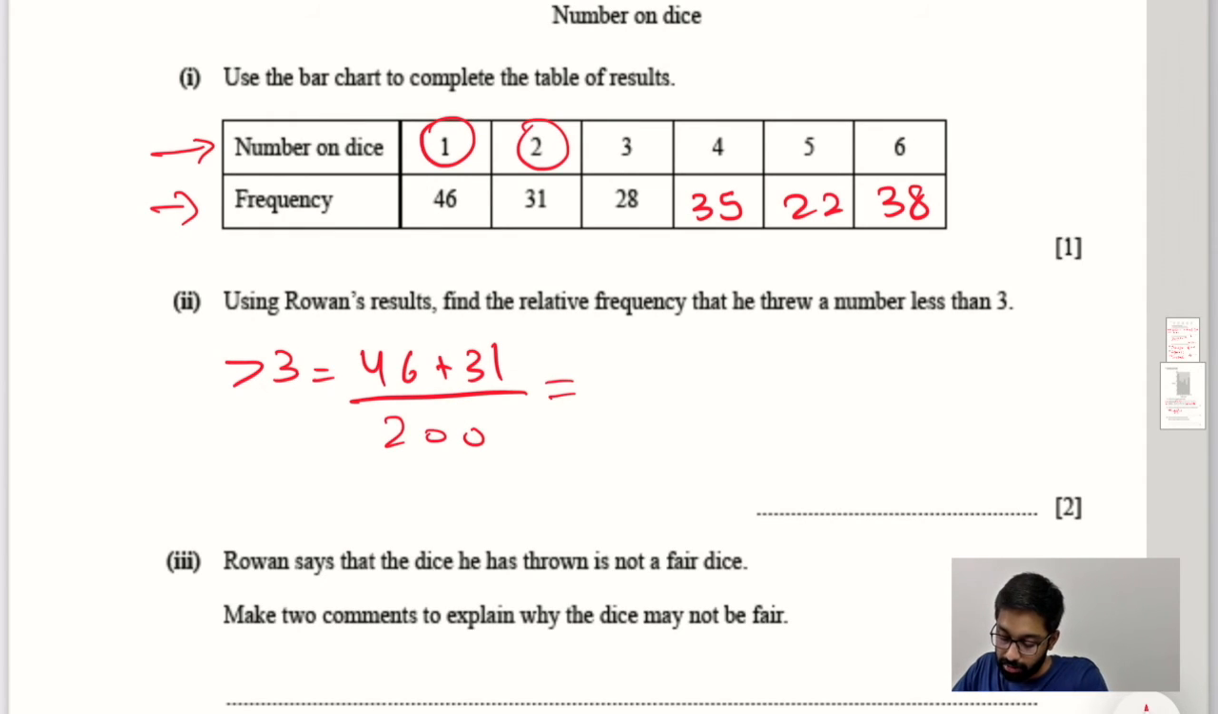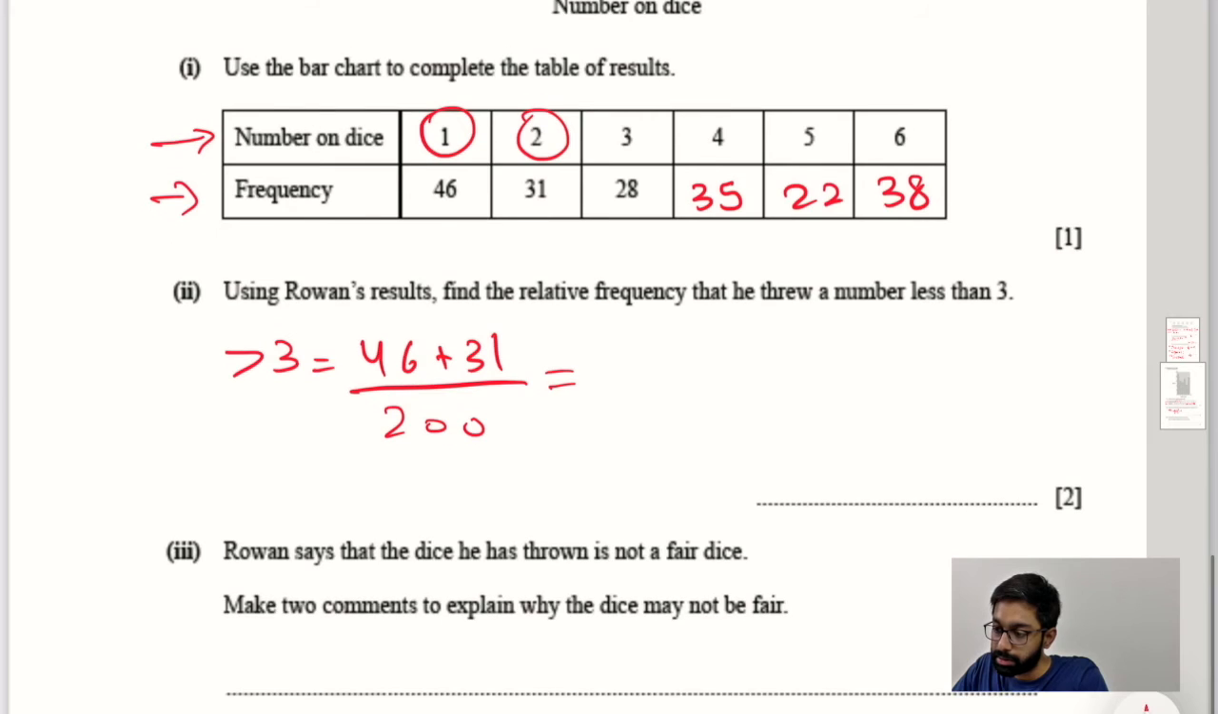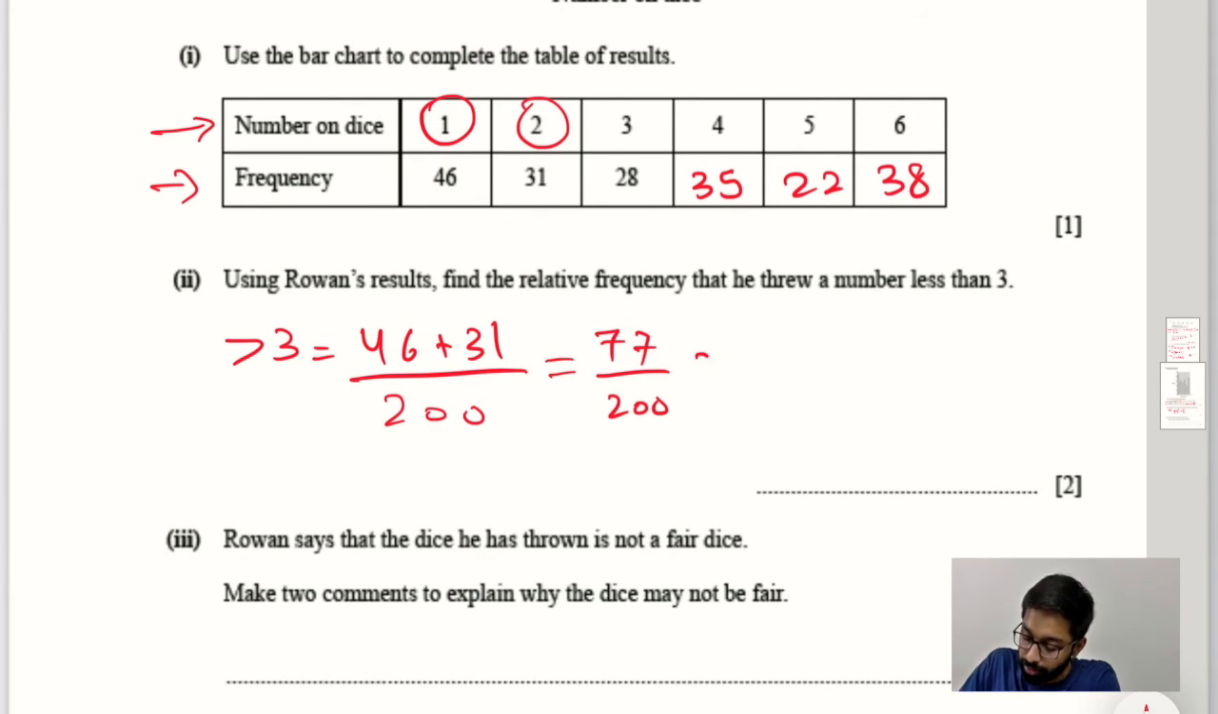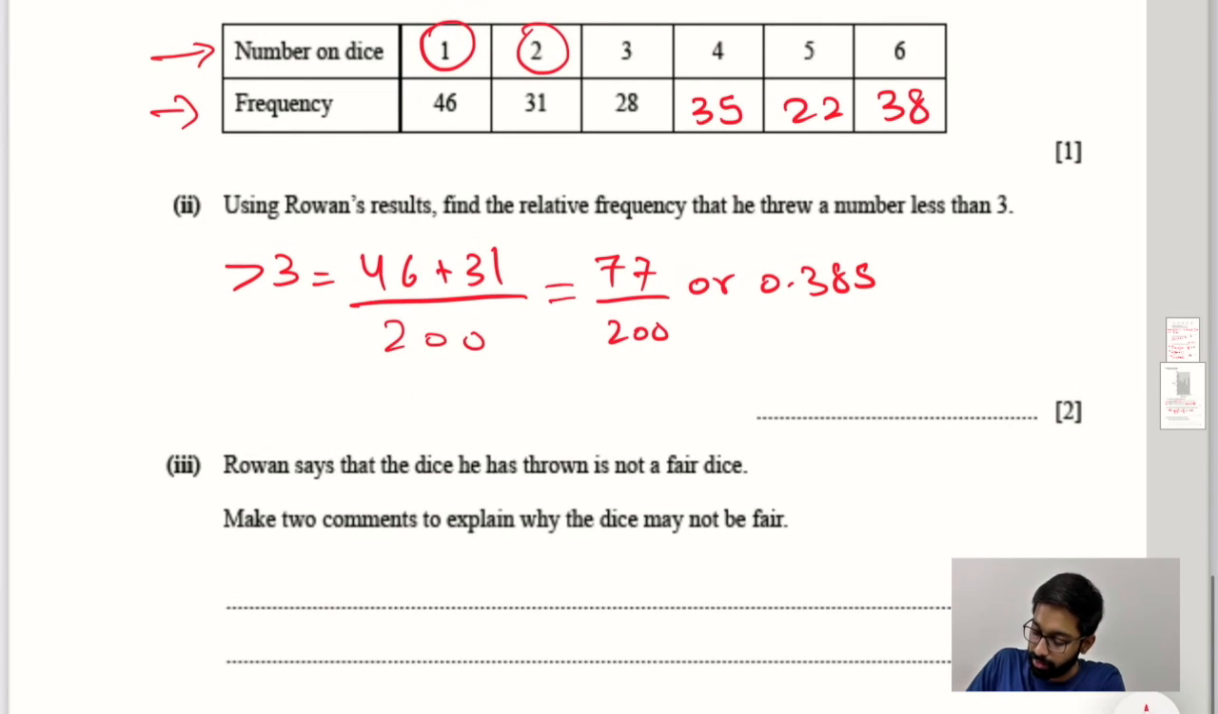So the frequency that you get is 77 over 200. That is your answer. Or you can write it in decimal form, you get 0.385. So you write it over there, 77 over 200.